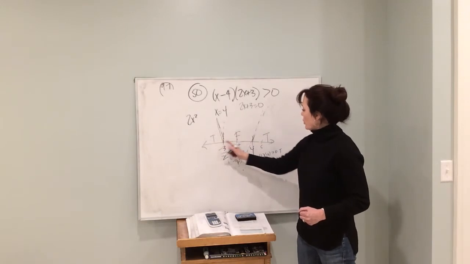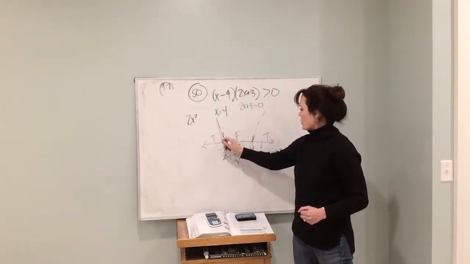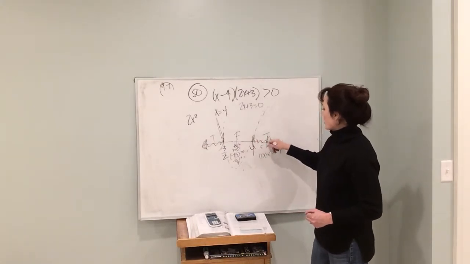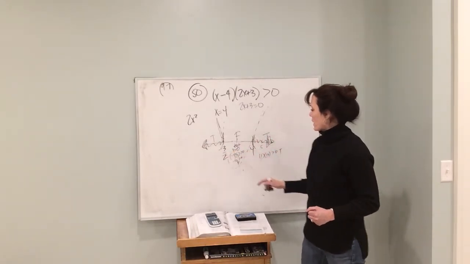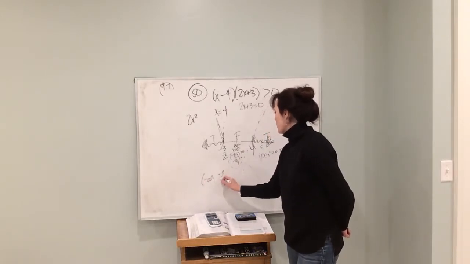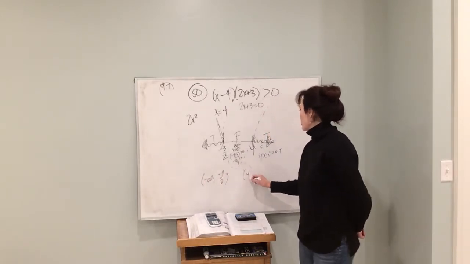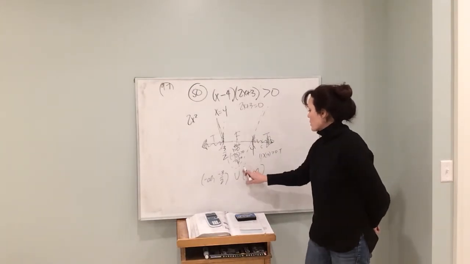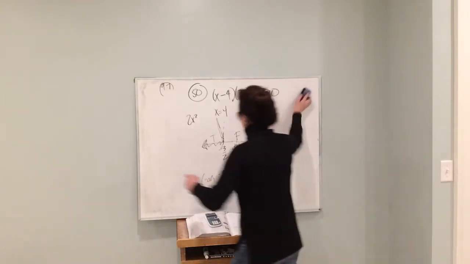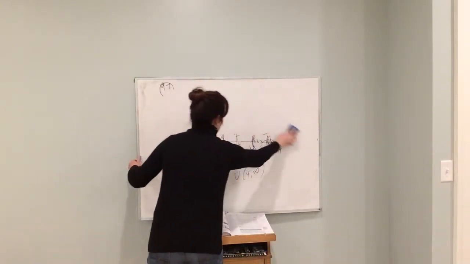So do we include our zeros? No, it's not also equal to. So we just have this with a soft parenthesis because we're not including those boundary points of -3/2 and 4. The interval notation is -infinity to -3/2. We also are including from 4 to infinity, and so we're going to use that union symbol. Those two intervals. Okay, that's problem number 50.